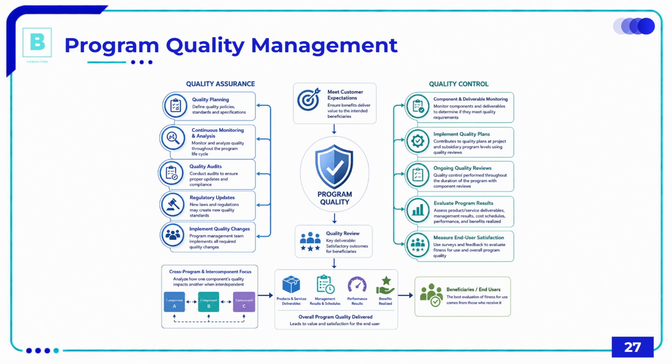Then we also went through the program quality management, and the importance of assuring quality and controlling quality. So quality assurance is when we define quality policies, standards, and specifications to be followed in the program, apply continuous monitoring and analysis, and perform quality audits. That's really important. Check for any regulatory updates to be sure that we're compliant. In case of any changes on quality, the program management team implements all the required quality changes. The purpose is to meet the customer expectations.